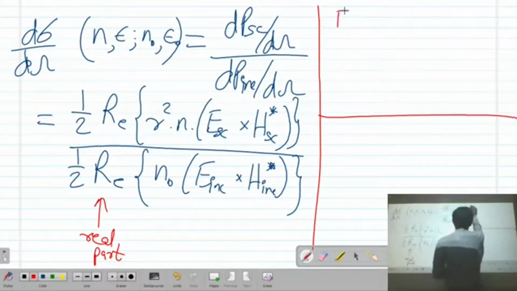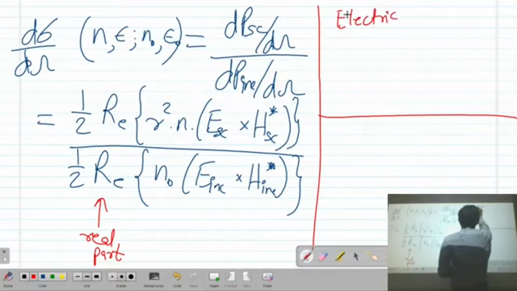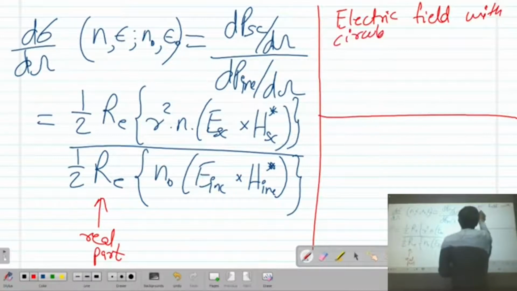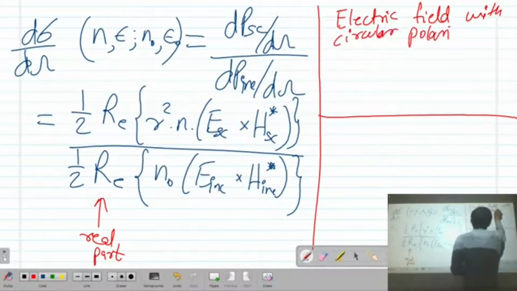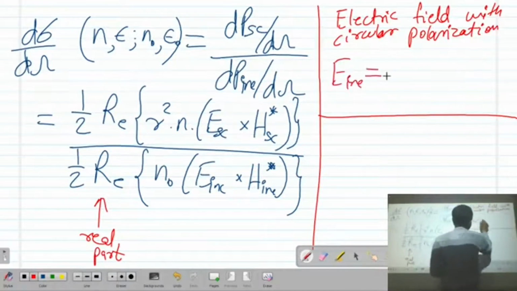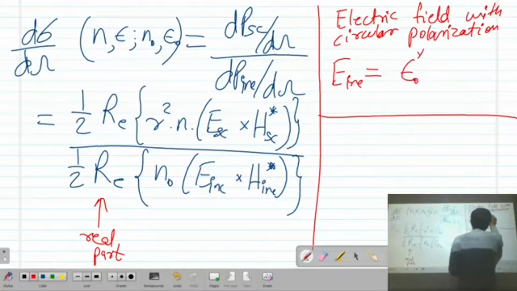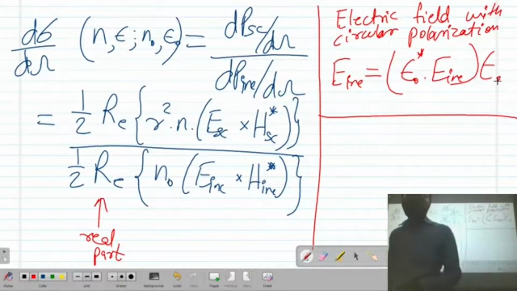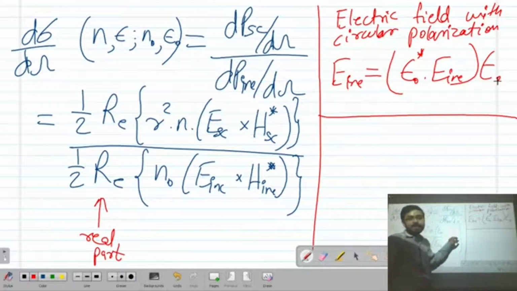Electric field with circular polarization is given by E incidence is equals to psi 0 conjugate dot E incidence of psi 0. Okay, we will just consider the conjugate part. So that is why we are considering this conjugate over here. Okay, we are considering this conjugate over here.